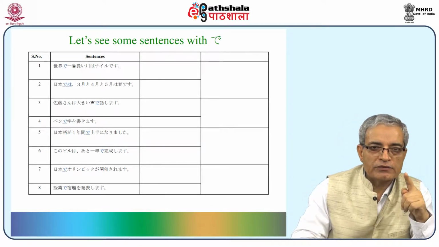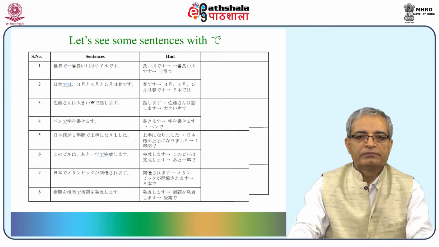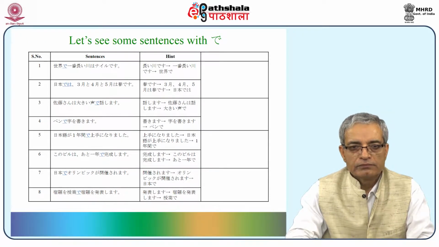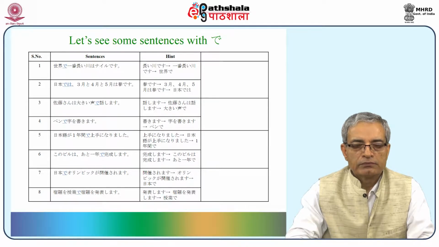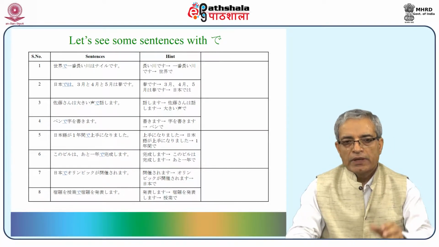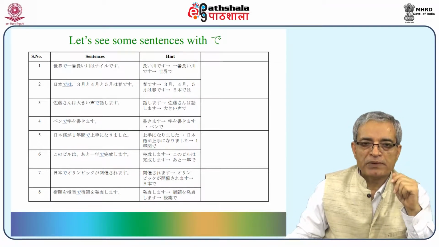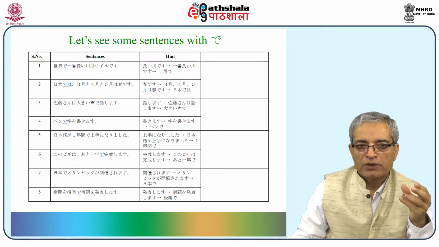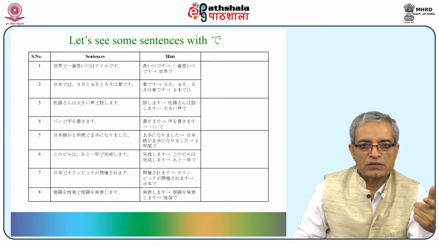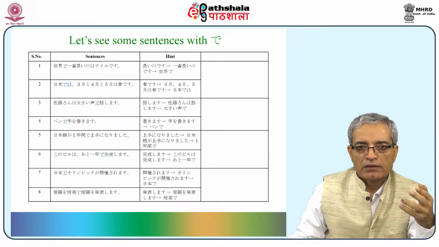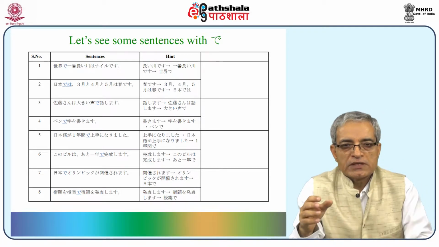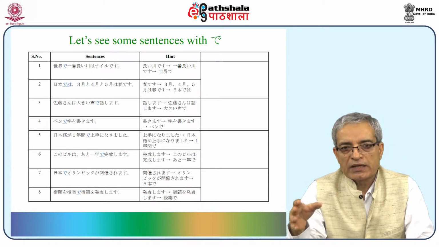Anu, I can't see very clearly, so can you read these sentences for me? Yes, sir. The first example is Sekai de ichiban nagai kawa wa nairu desu. Next one is Nihon de wa 3月と4月と5月は春です. Like this, there are different examples listed here, and let's see how we can play with the different components, or different clauses, of one sentence and try to understand what it means. Let me explain the first example: Sekai de ichiban nagai kawa wa nairu desu.